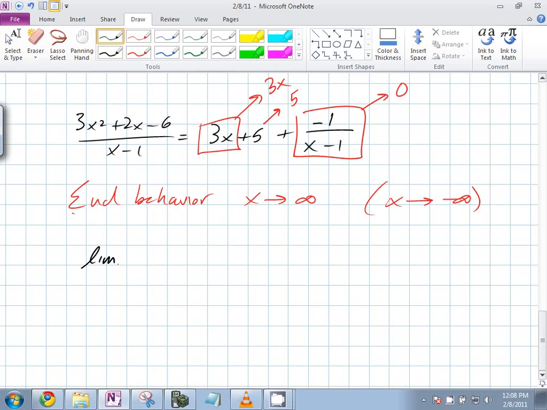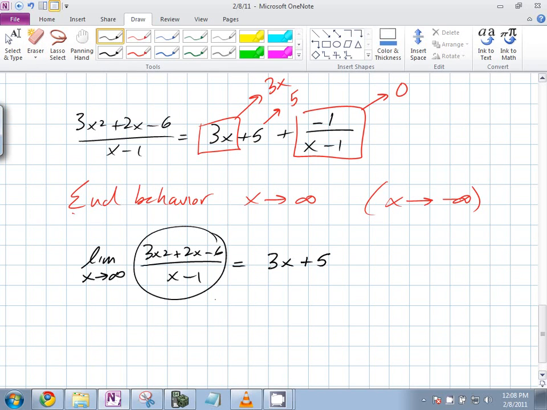The limit as x goes to infinity of 3x squared plus 2x minus 6 over x minus 1, we just found that that limit is equal to what? This goes to 0, leaving you with what? 3x plus 5. Meaning, when x gets really, really big, what does this function look like? 3x plus 5. When x gets huge, the function starts looking like 3x plus 5.